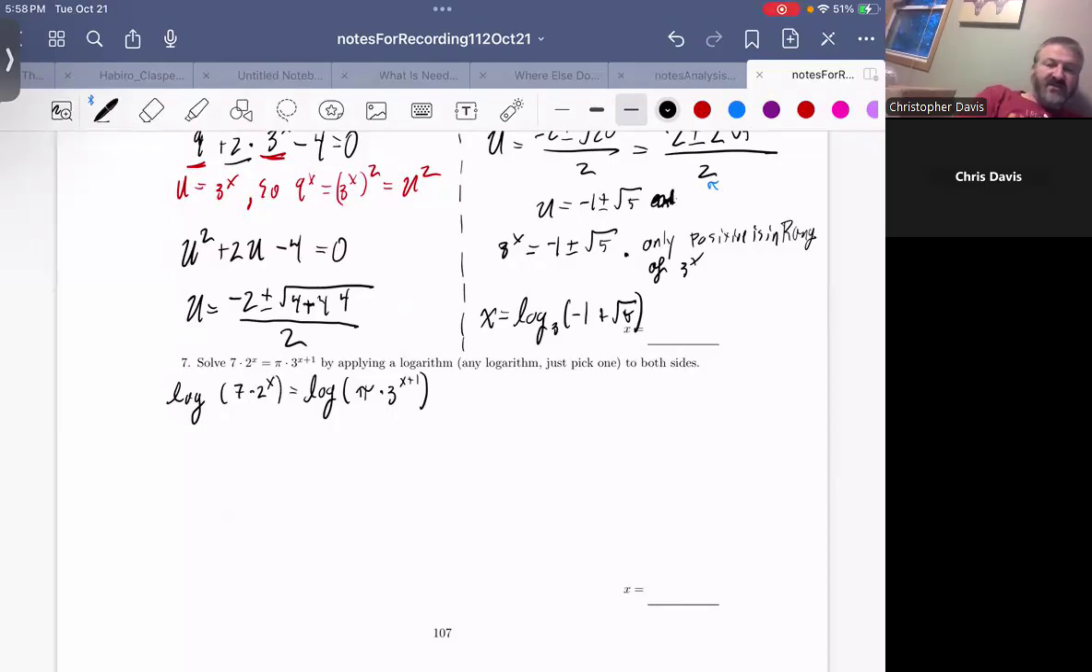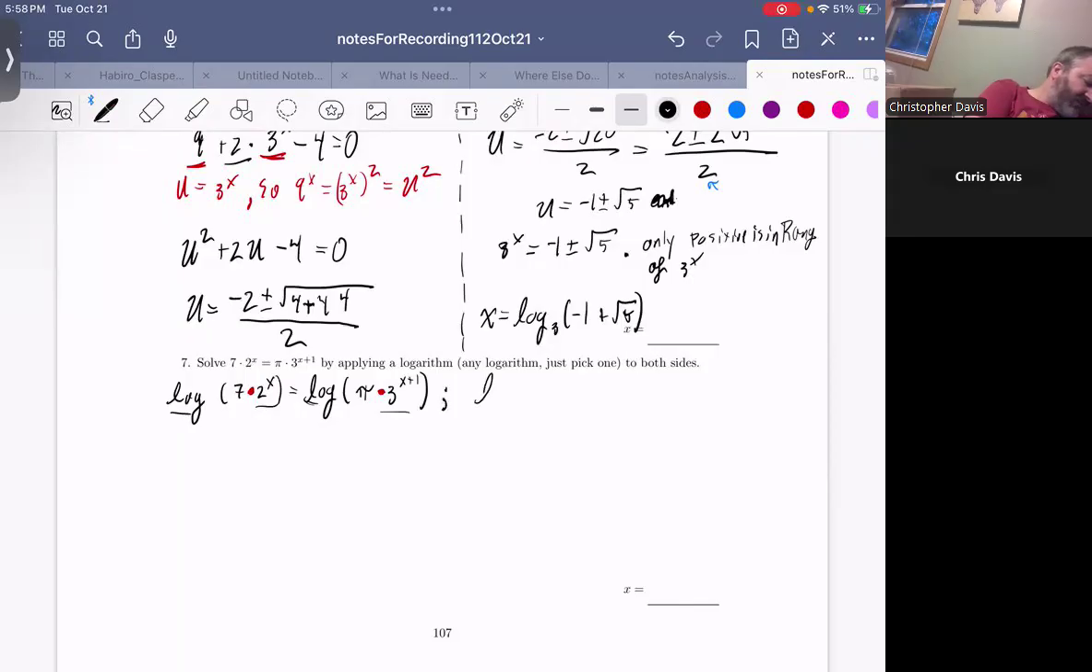So why did you do that, Chris? Well, here's why. This log wants to undo that exponent. This log wants to undo that exponent. They can't yet because there's more than just an exponent inside the log, but it's just multiplication. So what do I actually see?